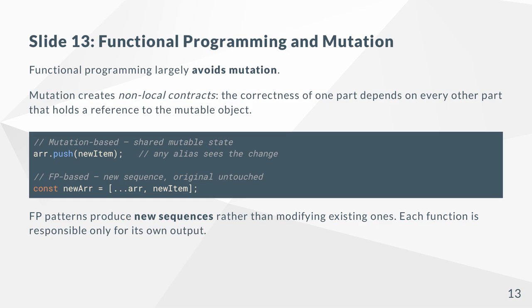The push example. Calling push on an array is visible through every alias. This is a hidden dependency between all holders of that reference. The functional alternative: spread to create a new array. The original is untouched. Each function is responsible only for its own output. FP patterns produce new sequences rather than modifying existing ones.